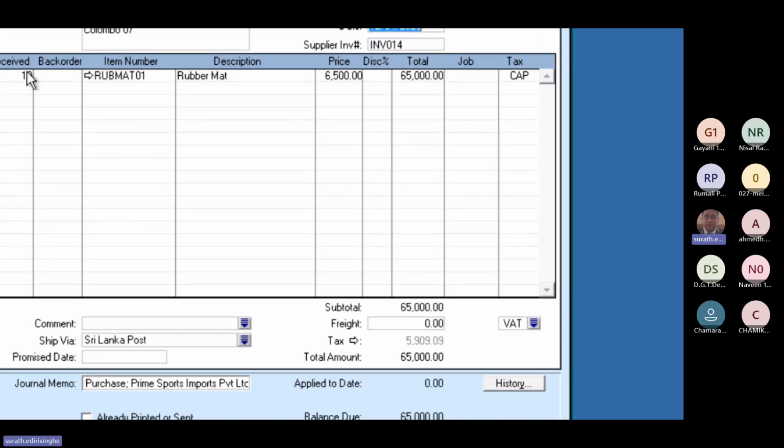Then getting the total quantity or part of the item. Is there a back order?